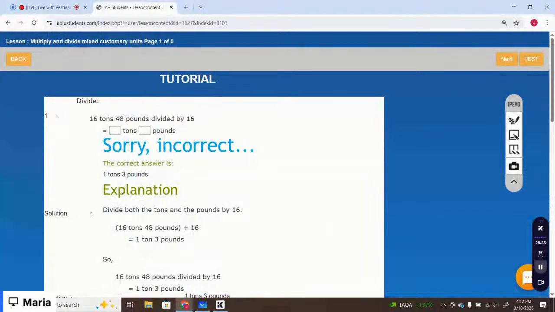16 times 48 pounds divided by 16. So you have to divide by 16. Dividing by 16 means you have to divide both the values, the 16 and the 48, right? So that would be 1 ton 3 pounds.